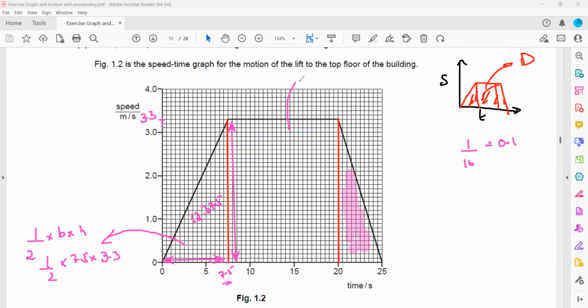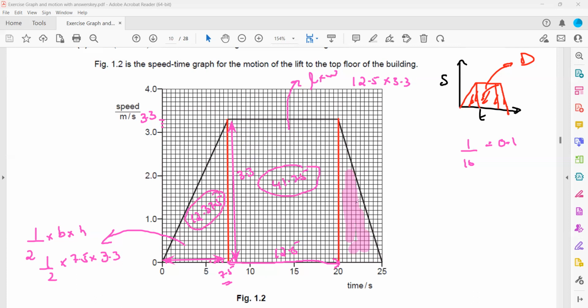How to calculate the area of a rectangle? It will be length times width. What about the length? It is starting from 7.5 and ending at 20. So what's the total length? It will be 20 minus 7.5, so this length will be 12.5. And what about the height of this? The height will be the same, 3.3. So to get the area, it will be 12.5 multiplied by 3.3, which equals 41.25. So 41.25 is the area of this part.